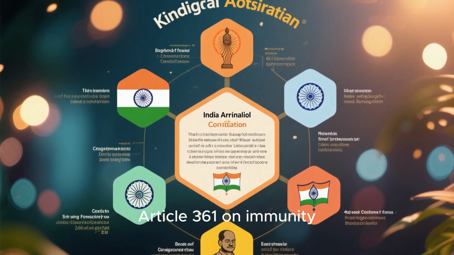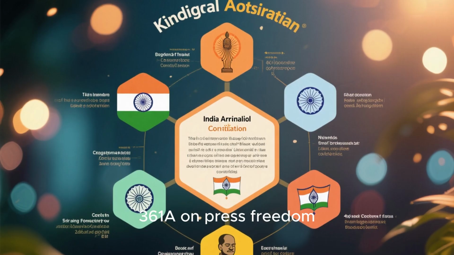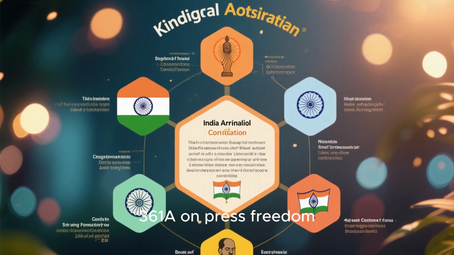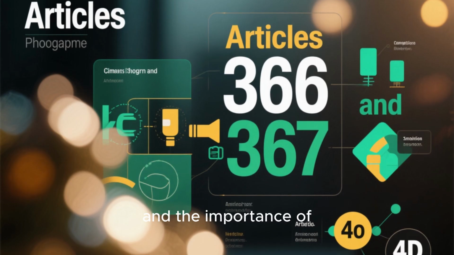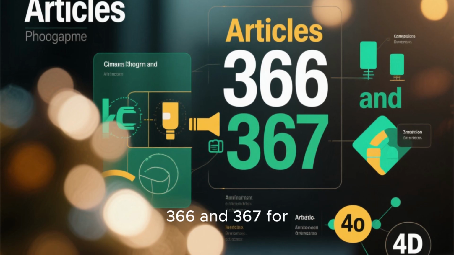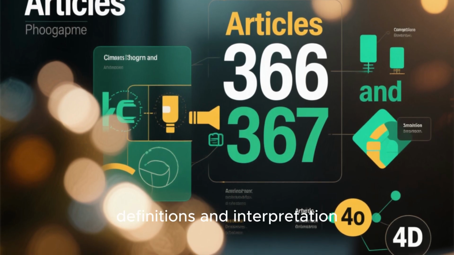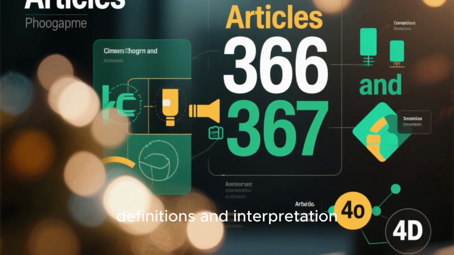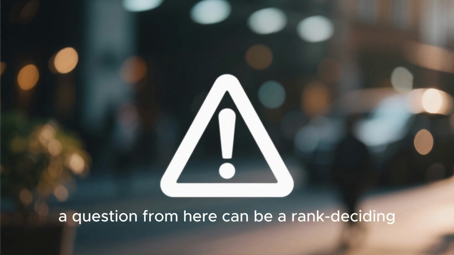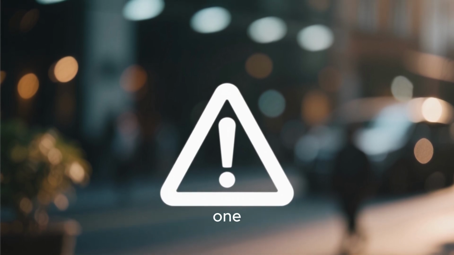Article 361 on immunity, 361A on press freedom, 365 on President's Rule, and the importance of 366 and 367 for definitions and interpretation. Don't underestimate this part. A question from here can be a rank deciding one.